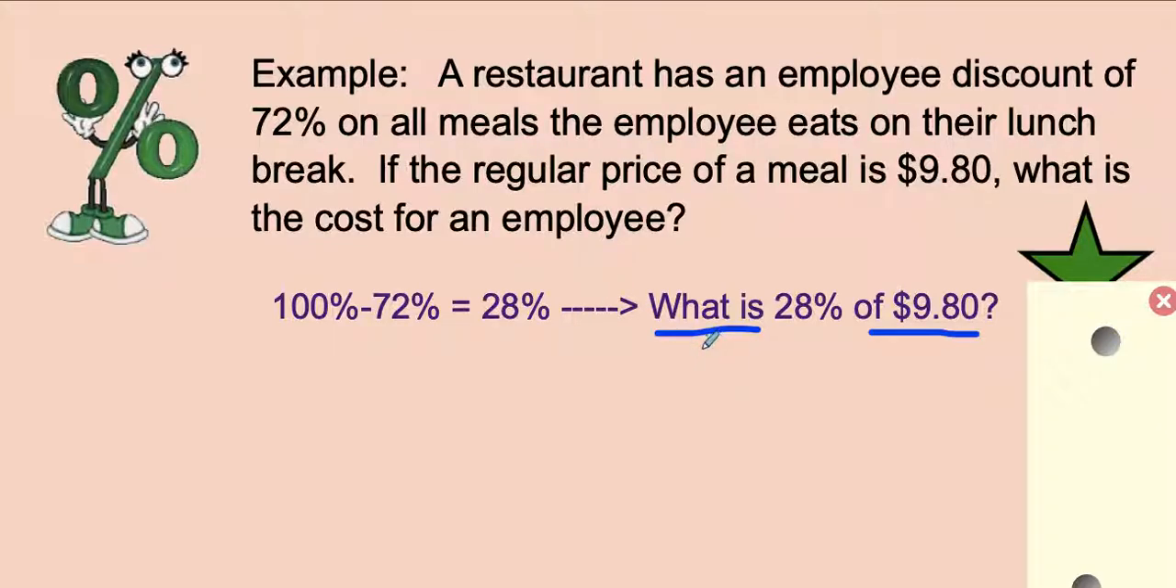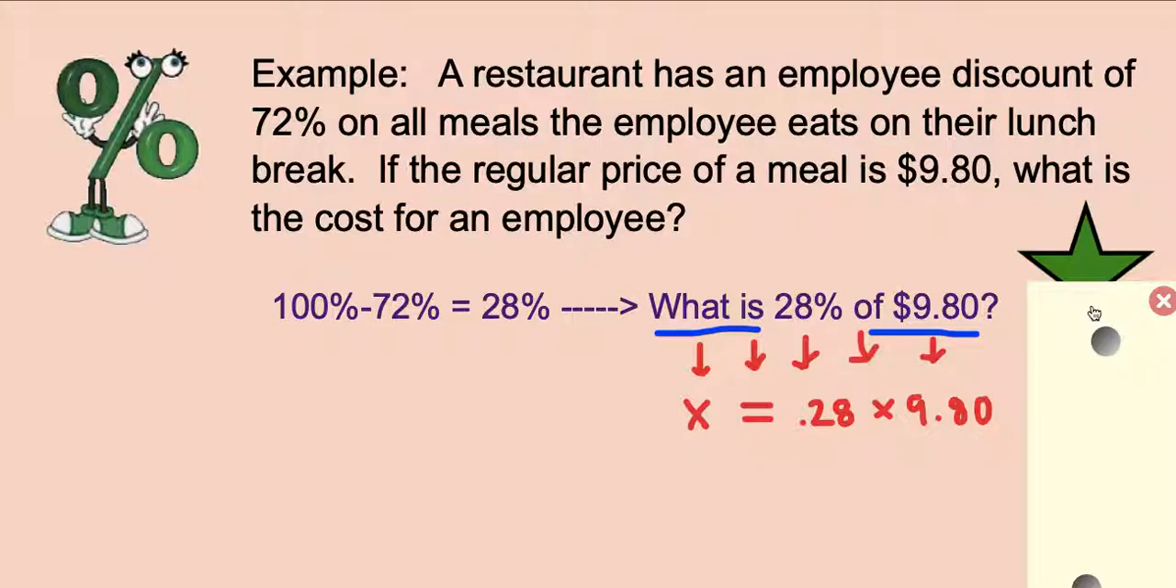Let's use the equation method. What is a variable, is equals, 28% as a decimal is 0.28, of is times, and then 9.80 is just simply 9.80. So I have a pretty simple equation that I can just punch into my calculator.